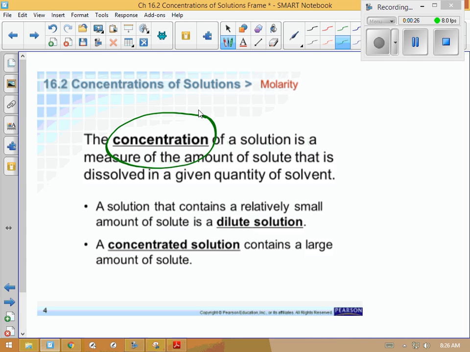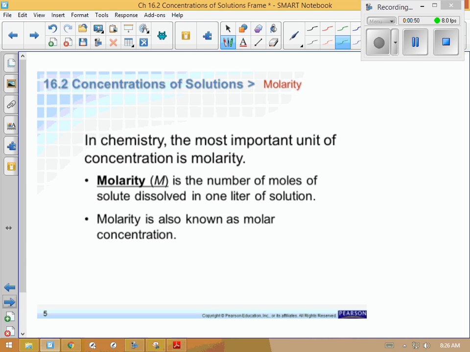If you only put a little bit of salt in a solution, say a 400 milliliter beaker of water, it is a dilute solution. If you put in a lot of salt, like if you saturate that solution with salt, it is a concentrated solution. So that's the vocabulary we need to remember today: concentration, dilute, and concentrated.